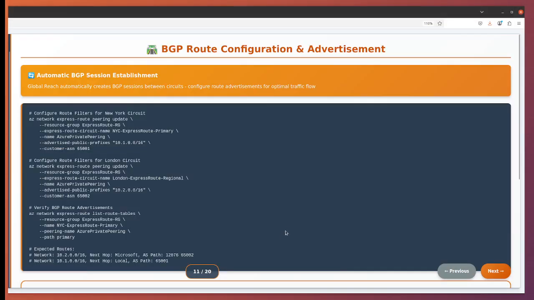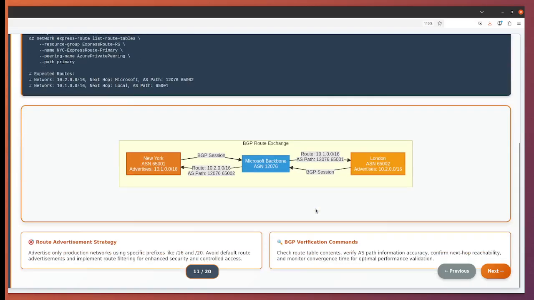Let's discuss BGP route configuration and advertisement. Now that our Global Reach connection is established, we need to configure BGP routing to ensure proper traffic flow between our sites. The beauty of Global Reach is that BGP sessions are automatically established between your circuits, but you need to configure route advertisements to control which networks are accessible.